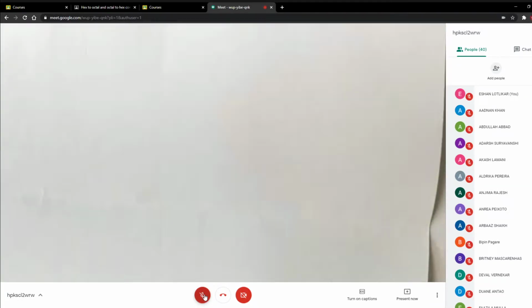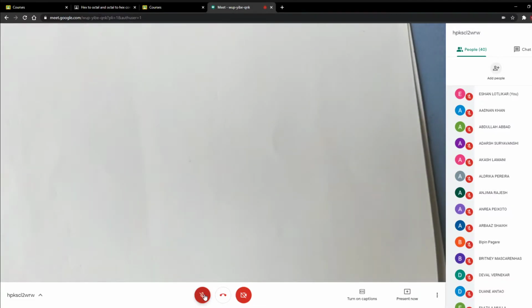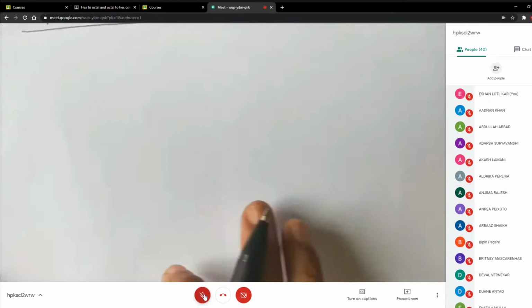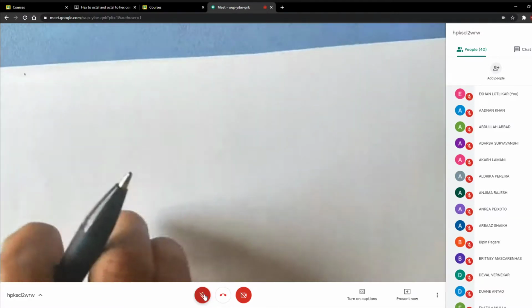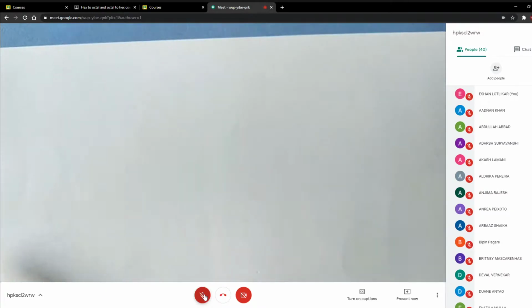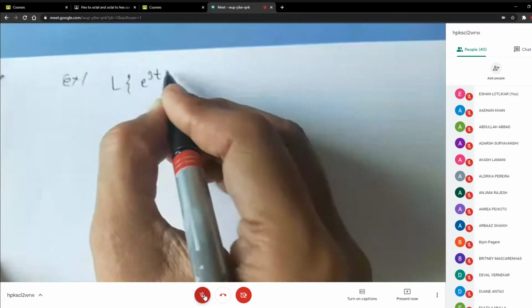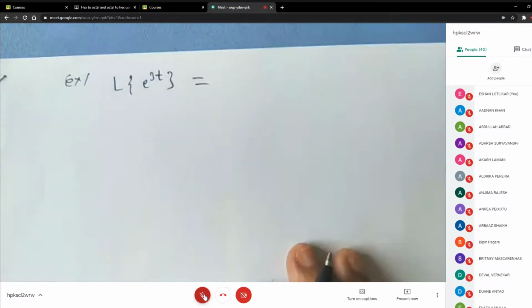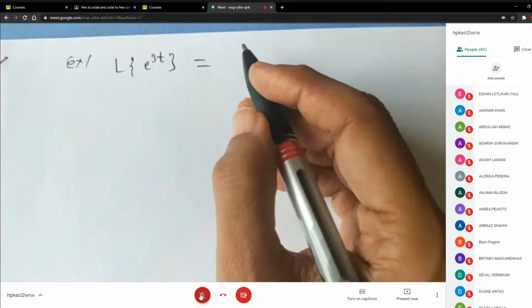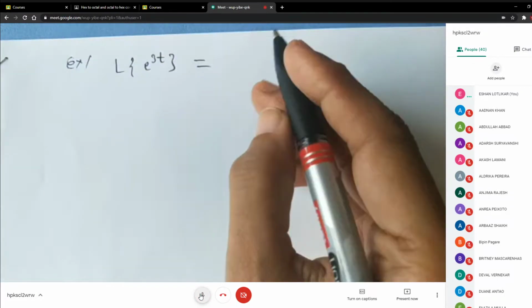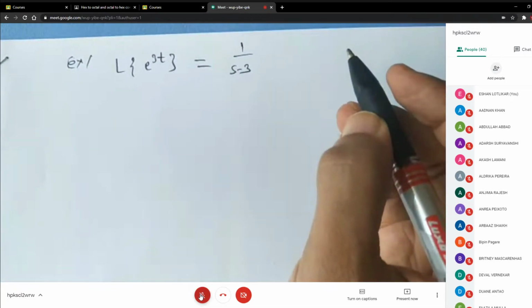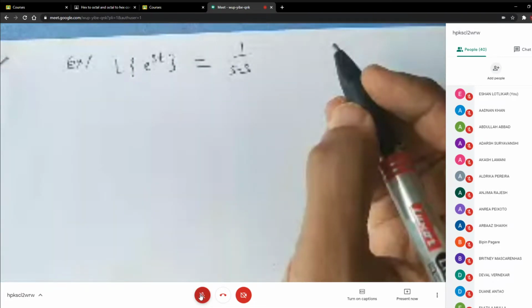Now you need to tell me which formula works. For example, some simple functions I'll give you. The first function: find Laplace of e raised to 3t. Which formula will work, students? The e raised to at formula. Formula number 2, correct? 1 upon s minus a. So it is 1 upon s minus 3, correct?